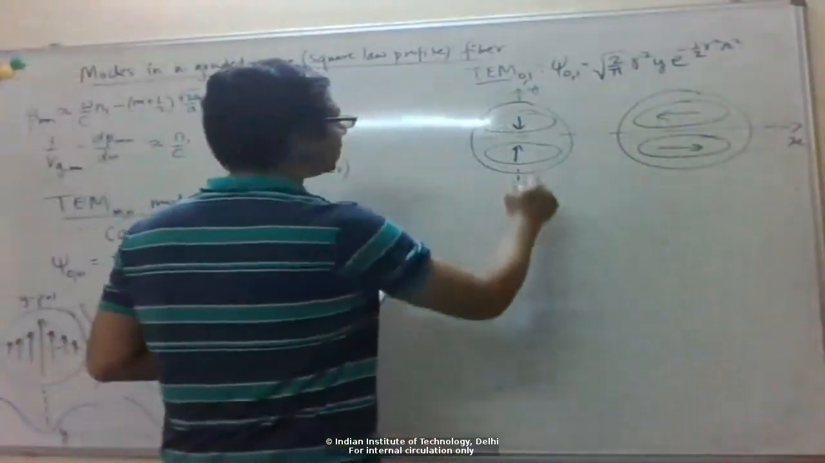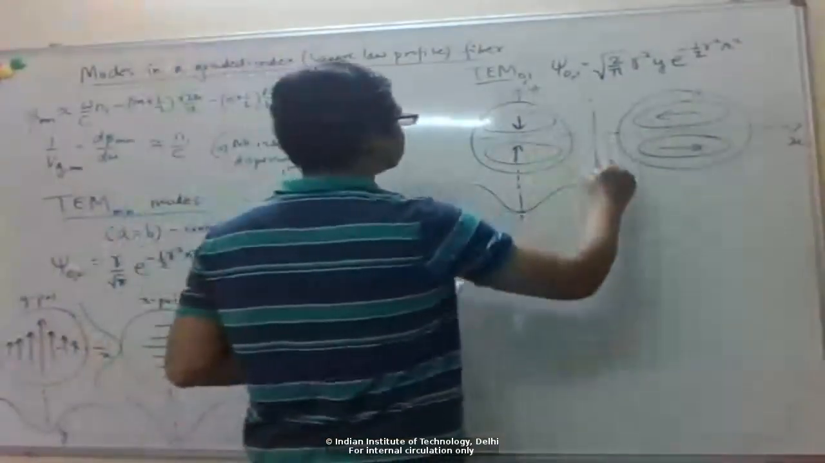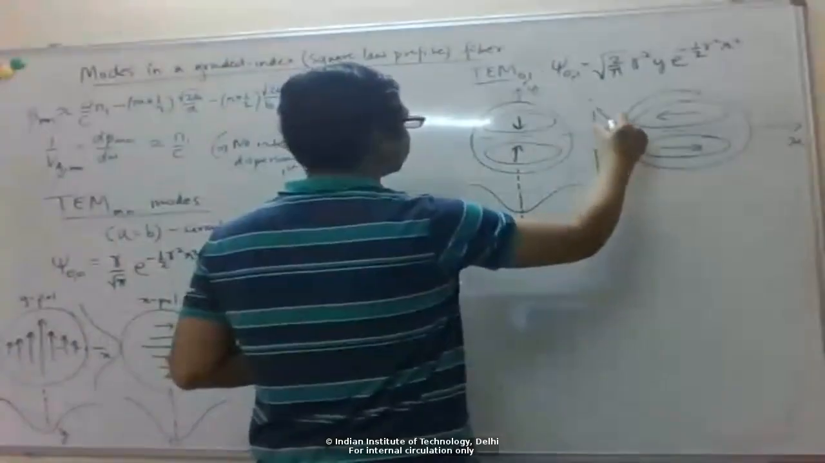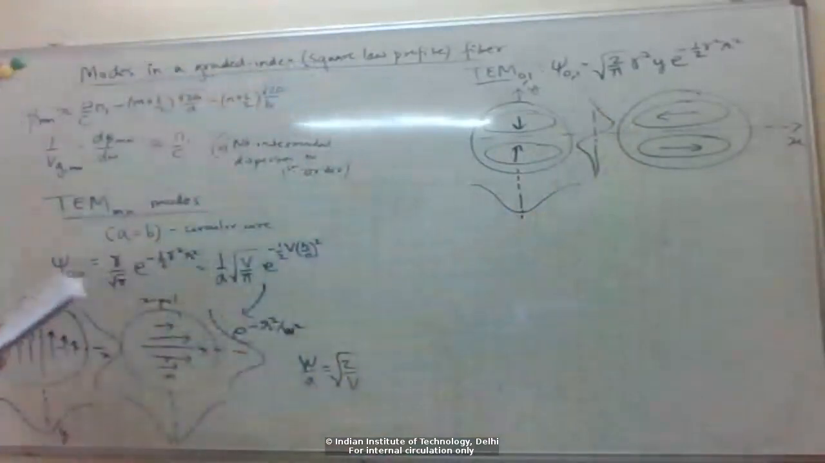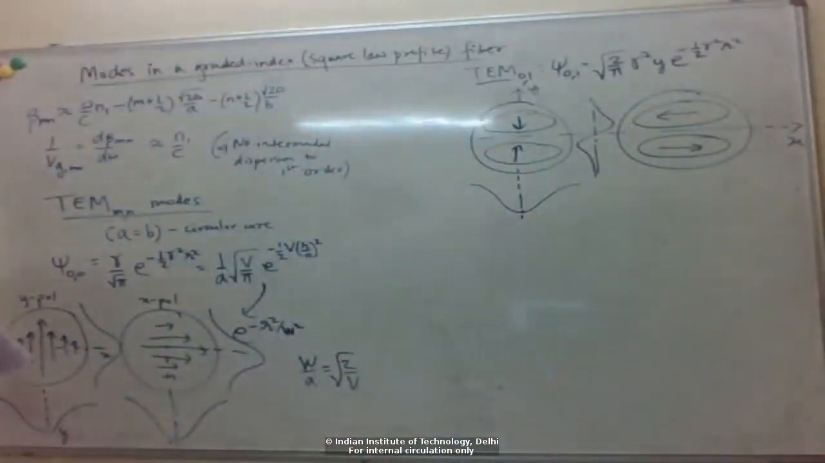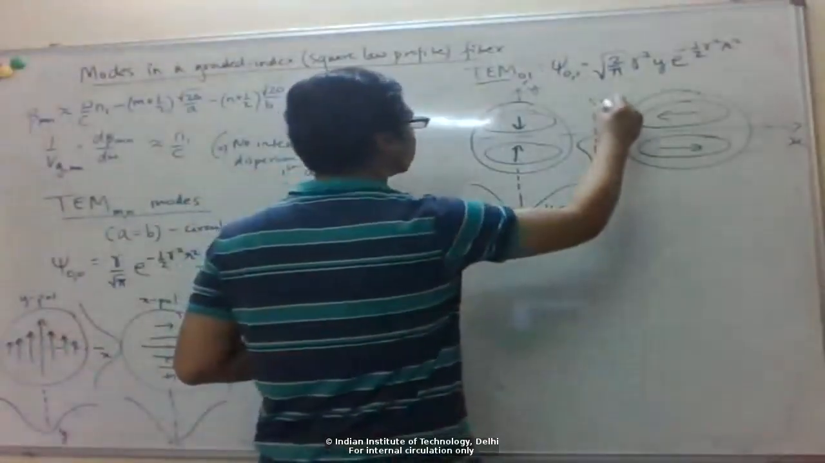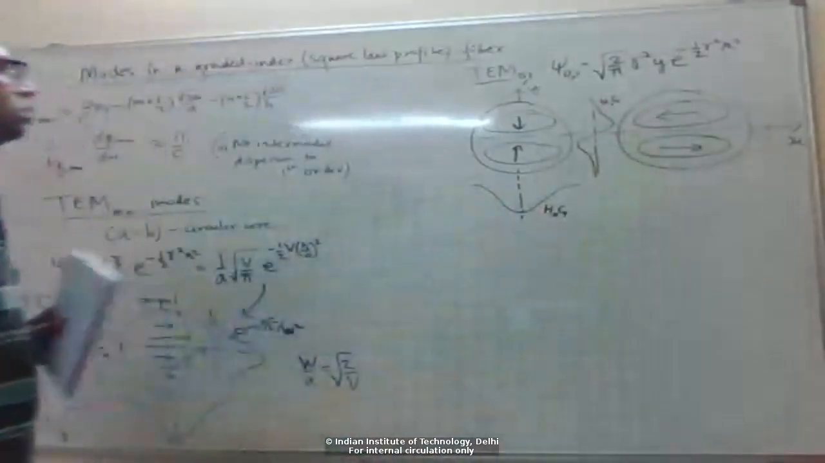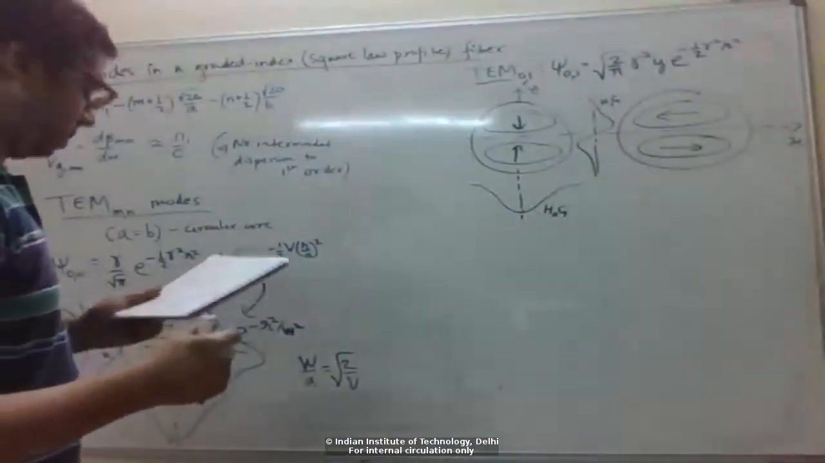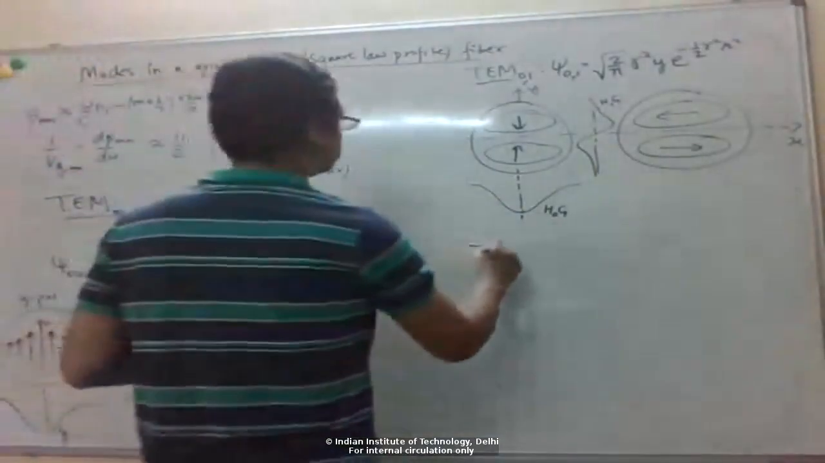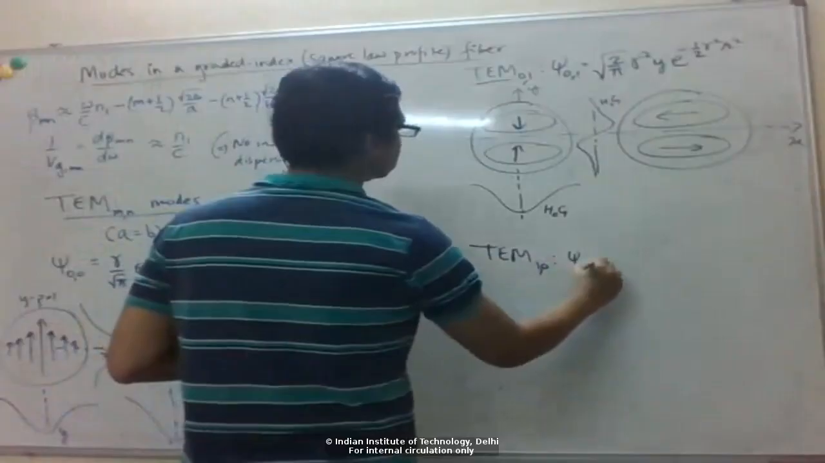Right, so the mode profile in the x direction looks like a Gaussian again, but in the y direction, it's this Hermite function of the first order times Gaussian. So it's like that. Right, so this is coming from like H0 times Gaussian, and this is like H1 times Gaussian. Right, and TEM10, you just swap x and y.